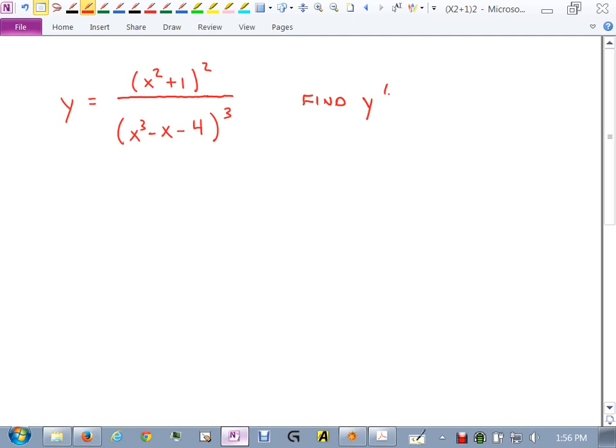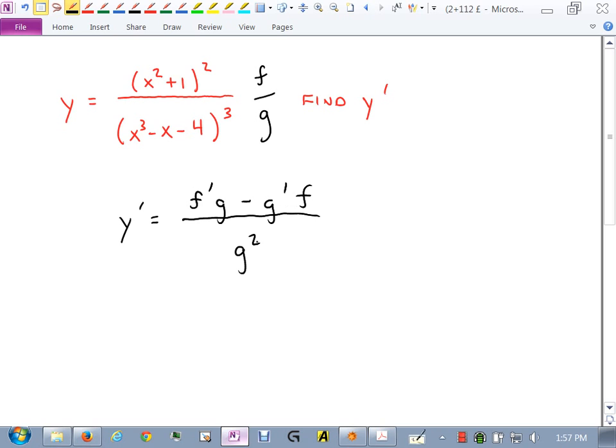So this is the first time we've had this. What do you see? Tell me what you see. Quotient rule. Good. But we have a little bit of an issue. Because if we're calling the top f and the bottom g, we know the derivative of this is going to be f prime g minus g prime f all over g squared, yeah? But we got a little bit of an issue with f prime, don't we?